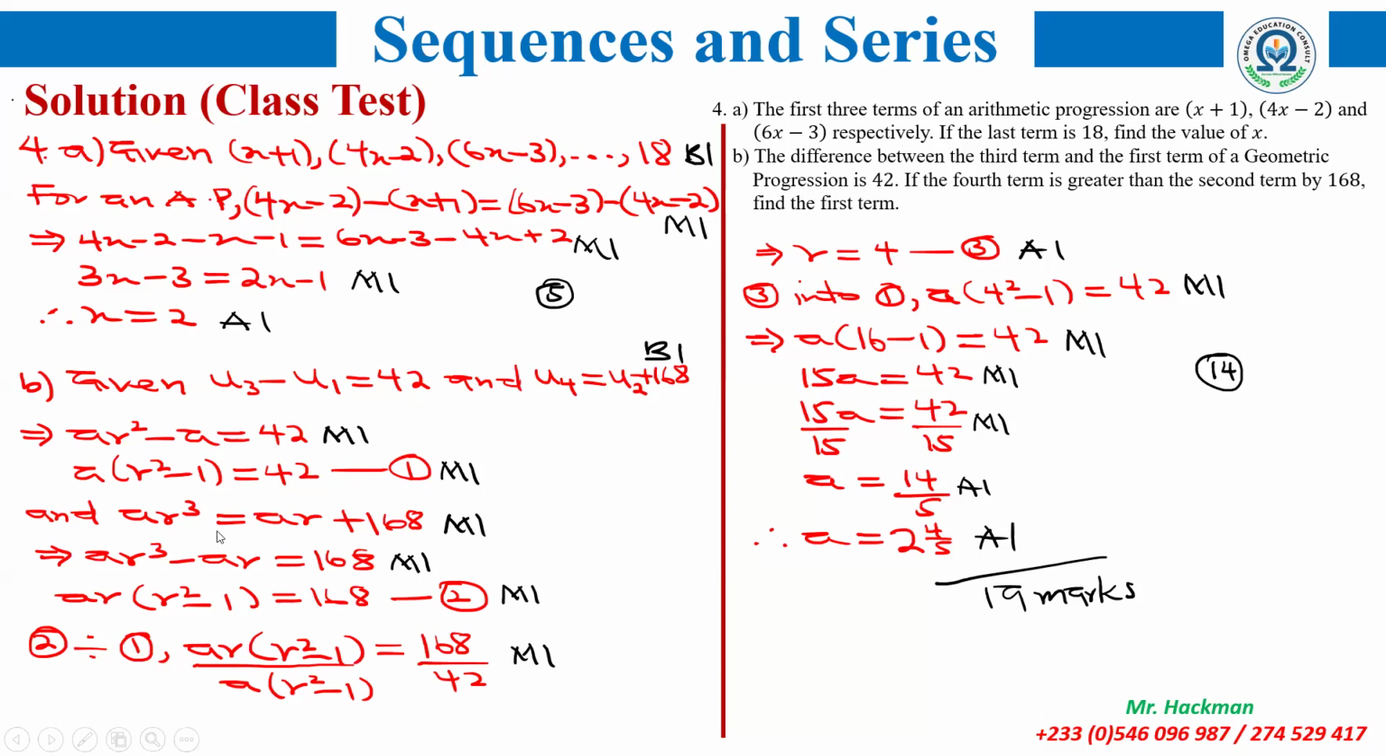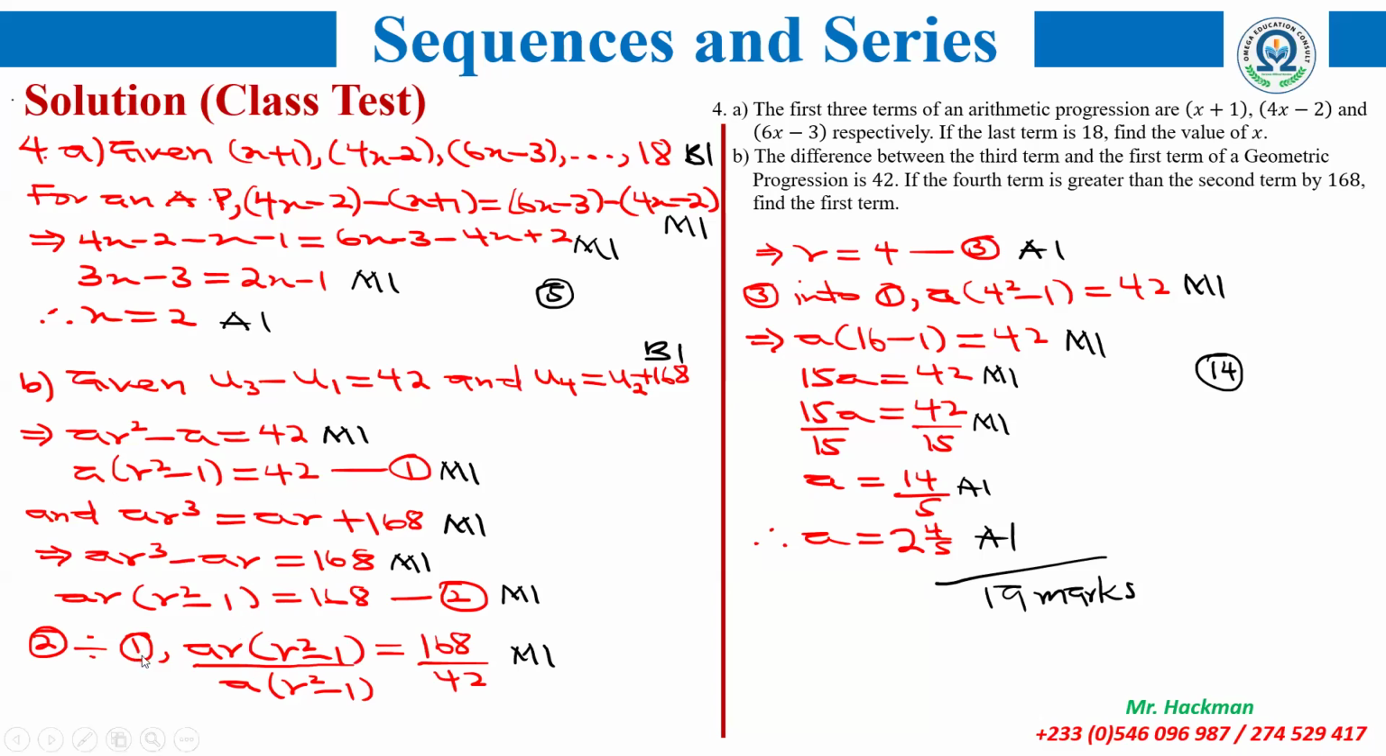So you come and do the same here. U sub 4 is AR cubed, and U sub 2 is AR. So plus 168. Collect the terms in your variable on one side, then the constant on the other side, as always. Now you come and factorize. So this gives out this result. So at this point, what do we do? Someone can come and make A the subject and substitute.